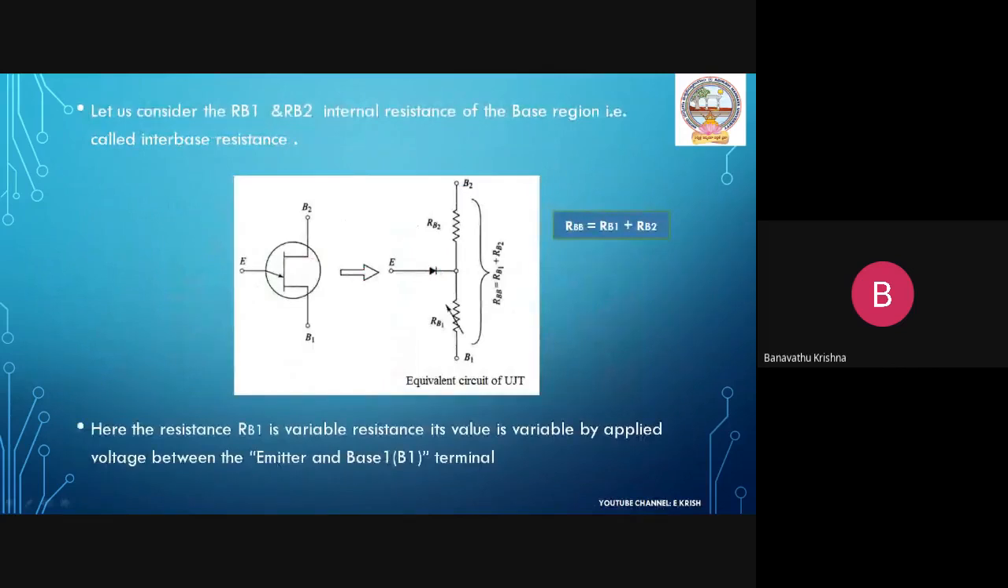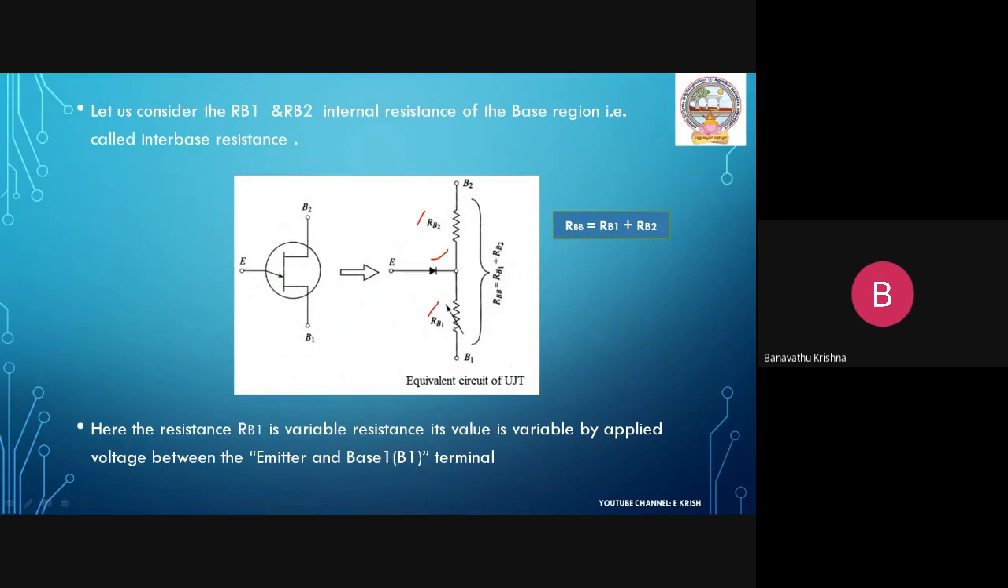Here, RB2 and RB1 are the internal base resistances of the silicon bar, also called interbase resistances. This is the logic symbol, and this is the equivalent circuit. The UJT has a single junction, that is the PN junction diode, and these are the internal base resistances of the silicon material.